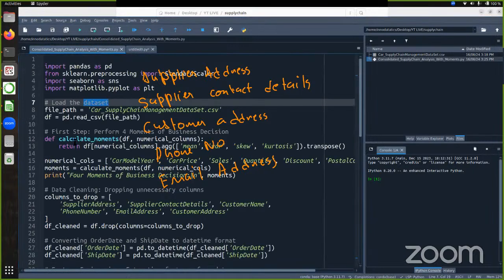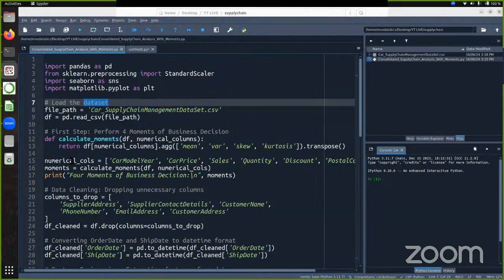So let's try to understand what we are going to do here. First of all, I want to take a look at the libraries that I'm using. So what are these different libraries? We have pandas. Pandas is used for data manipulation.